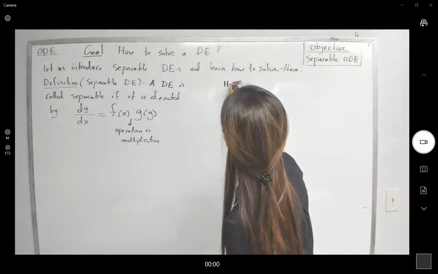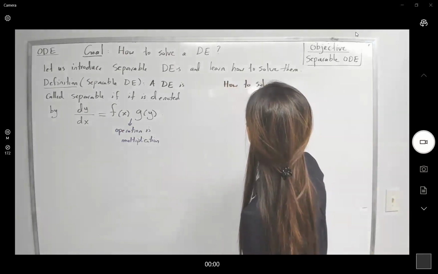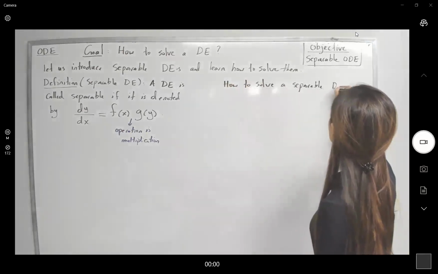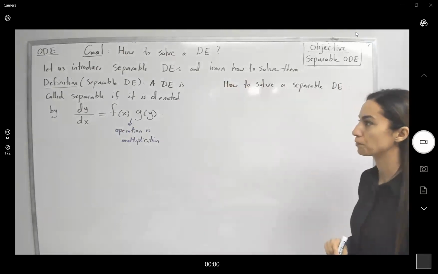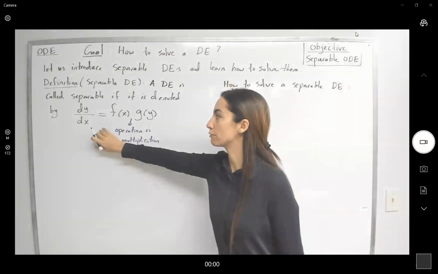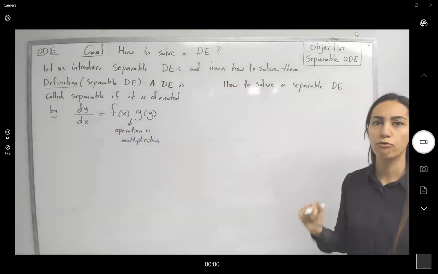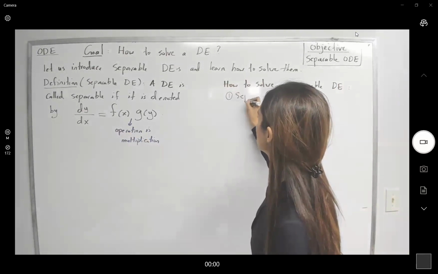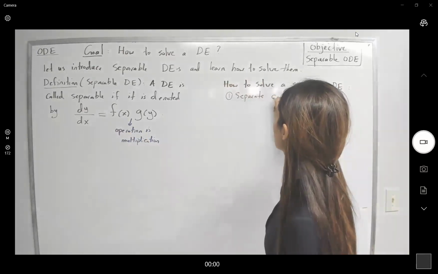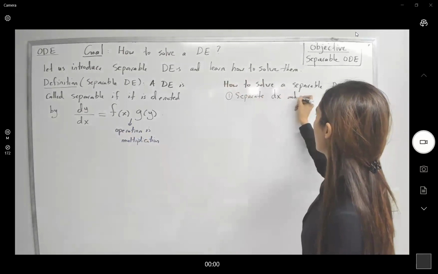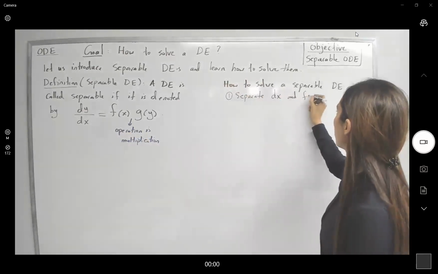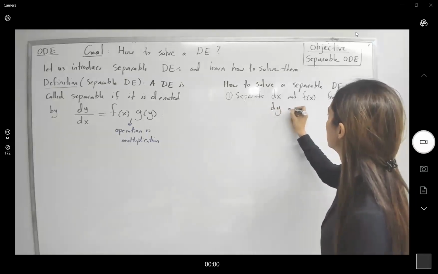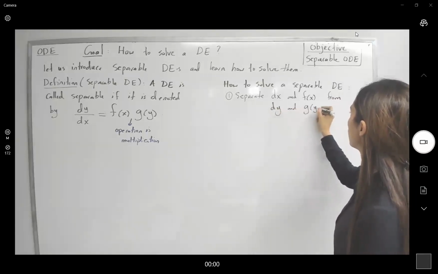How to solve a separable differential equation. If you have a separable differential equation, you can move forward and follow the steps. Step 1, separate dx and f of x from dy and g of y.